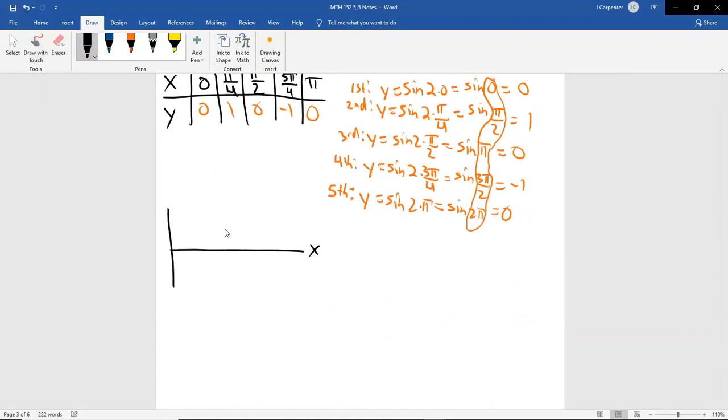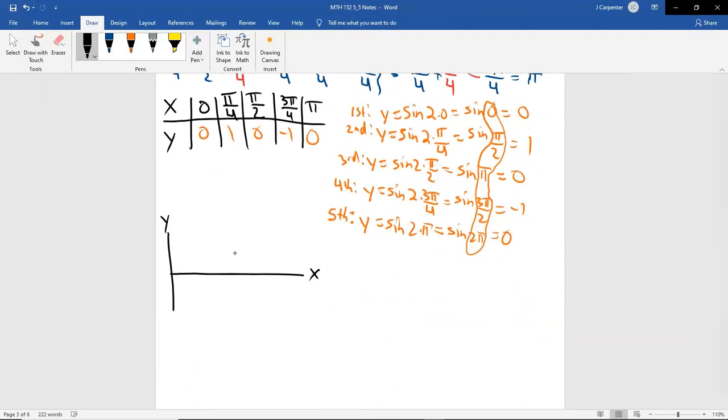So here's our x-axis, which is our angle. Here's our y-axis, which is the output of the trig function. And then the 5 x values that I need to label are 0, pi over 4, pi over 2, 3 pi over 4, and pi. So let's just make this far right side pi.